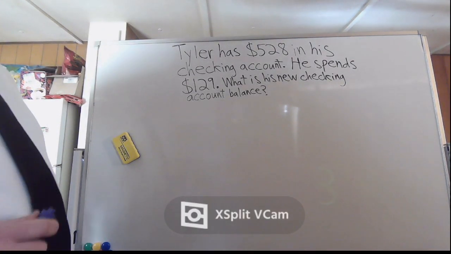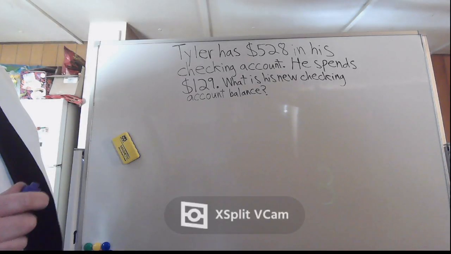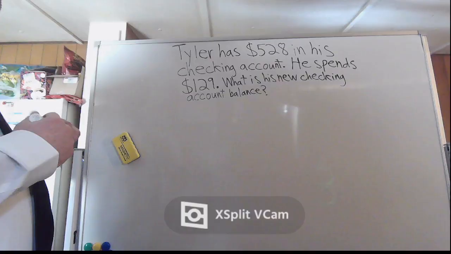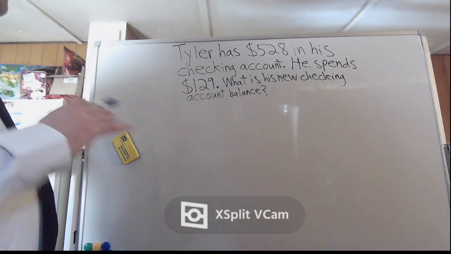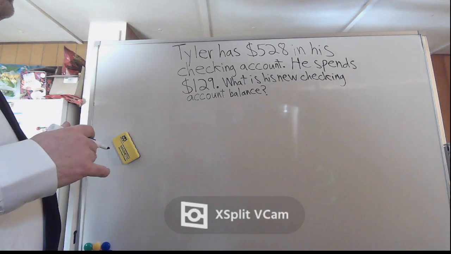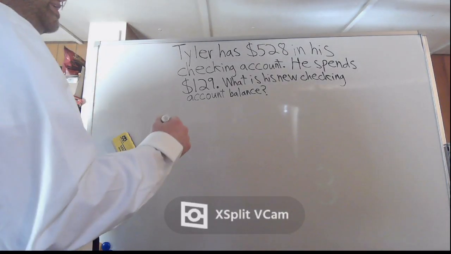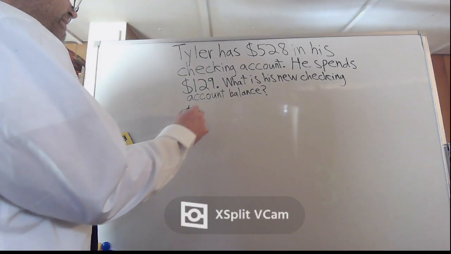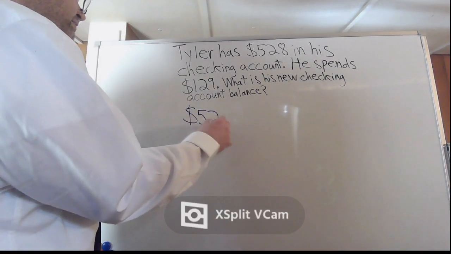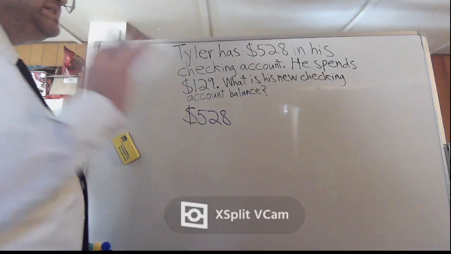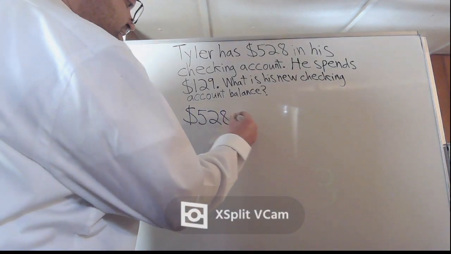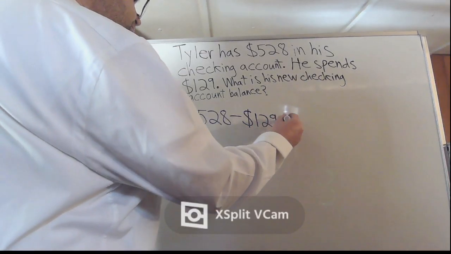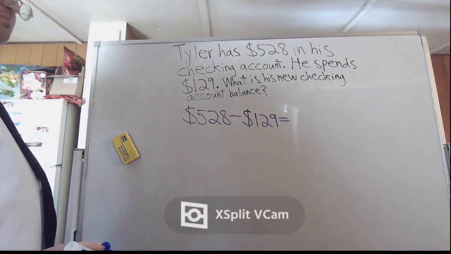Tyler has $528 in his checking account. He spends $129. What is his new checking account balance? So once you have read and understood what they are asking for, the next thing you want to do is set up a model equation. What I mean by that is he has $528, so you're starting with that. 528. He spends, so you're subtracting. He spends $129. What is going to be his new checking account balance?